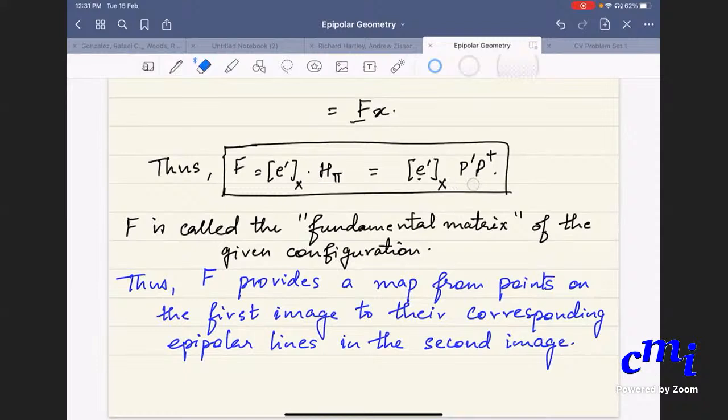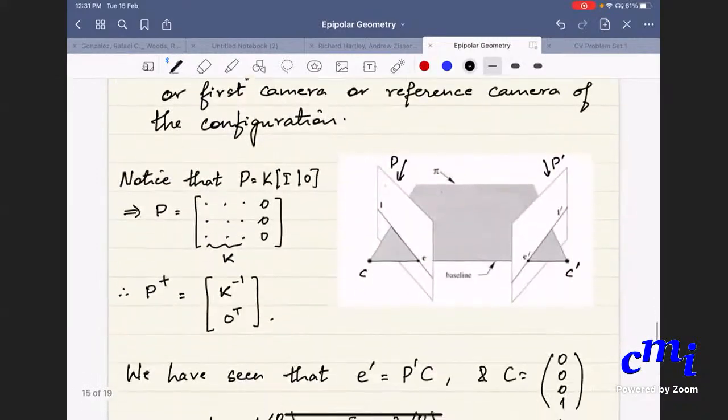If we can get these two, it is easy to get E prime also, because if you know P, then you also know the camera center of the first camera. It is the null vector of P. To that you apply P prime, you will get E prime. So getting E prime and getting P prime is not difficult. P prime is already given. It is P plus which you need to compute. So that's what we do.